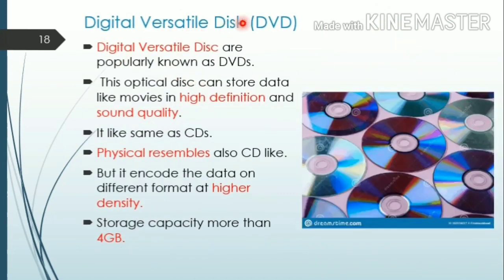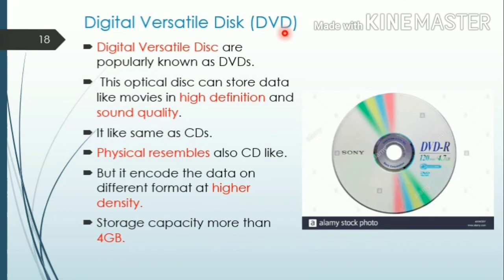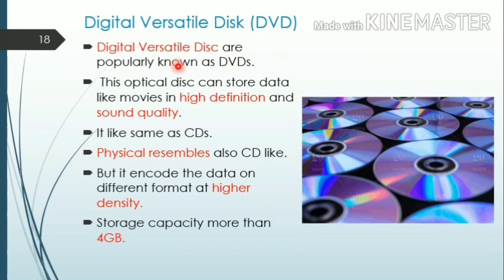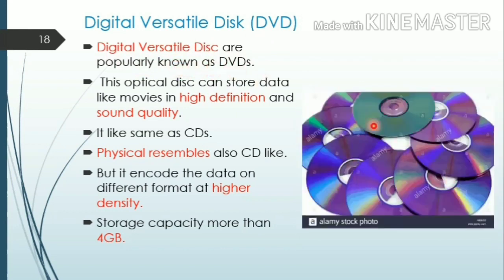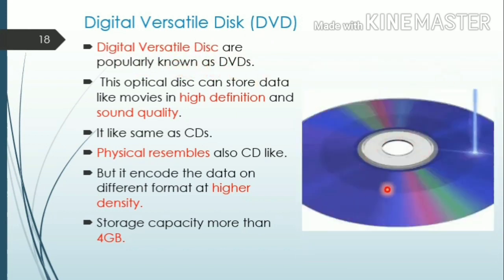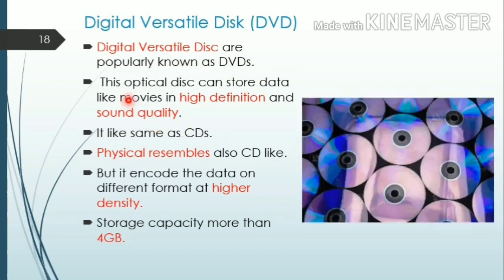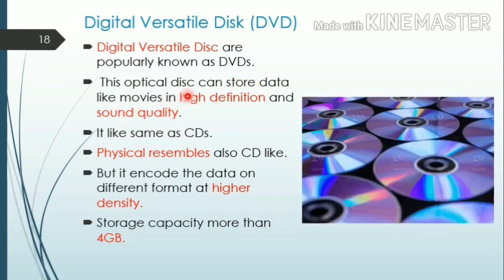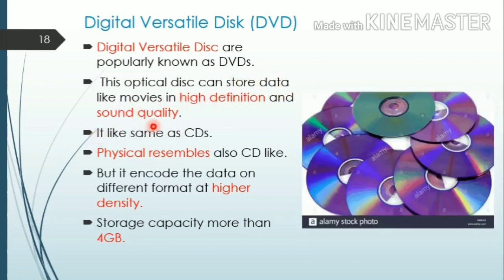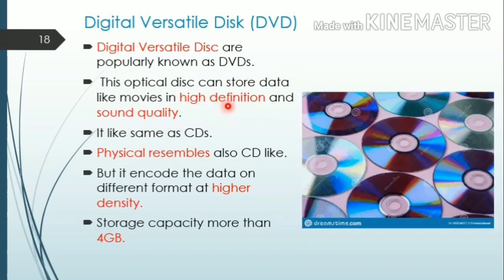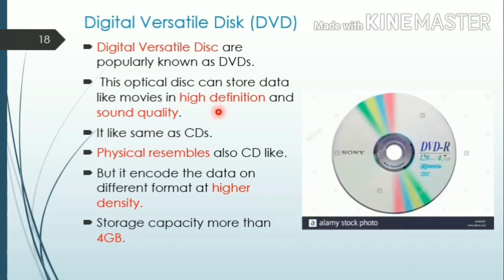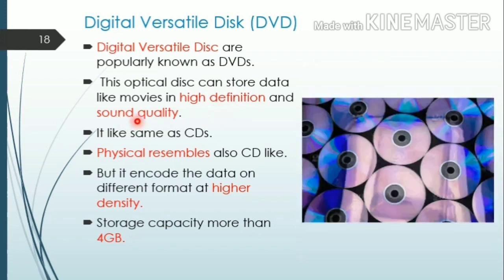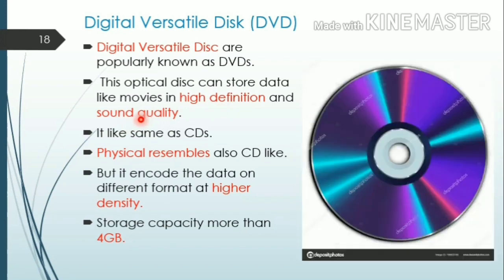The digital versatile disc is called DVD. You are very familiar with this word. Digital versatile discs are popularly known as DVDs. You are watching on this screen this violet color surface, which is the writing place of the DVD. This optical disc can store data like movies in high definition and sound quality. Definition in the sense that it is high resolution, so clearer movies and pictures also. Sound quality is also very high.